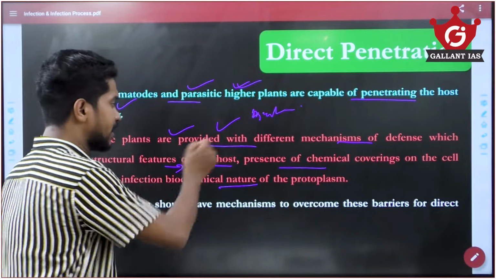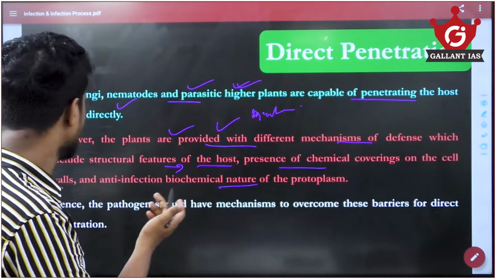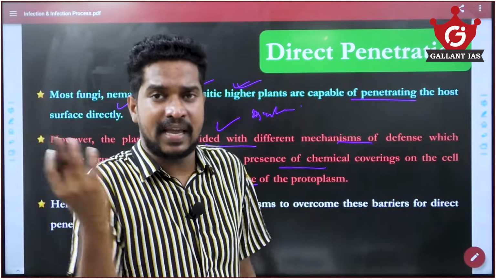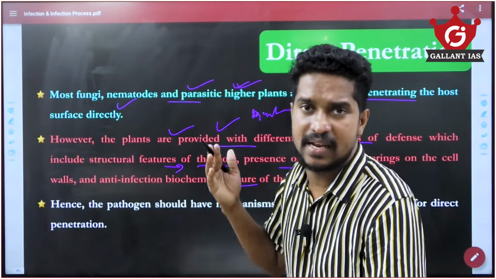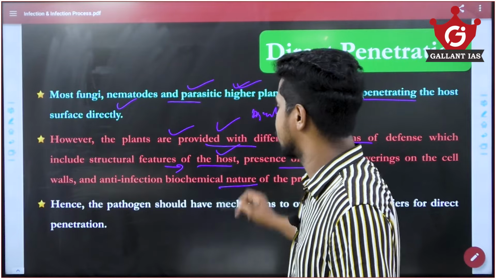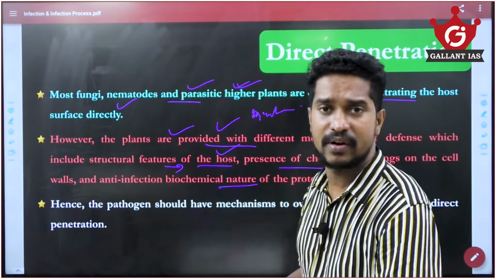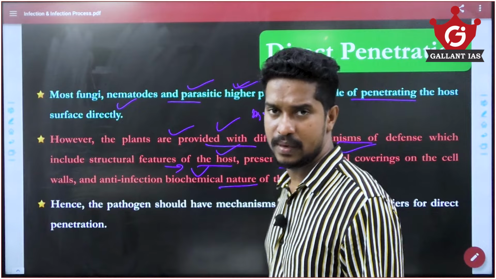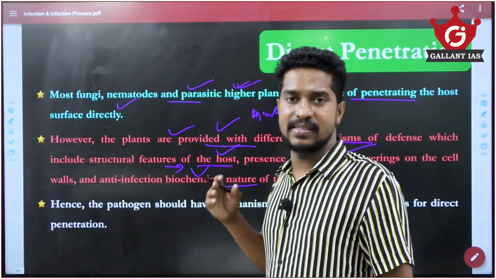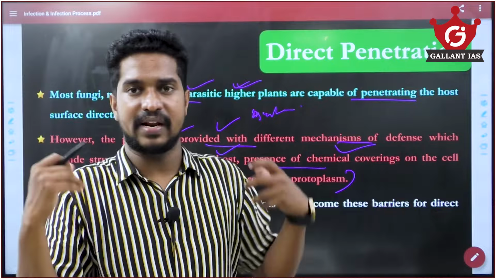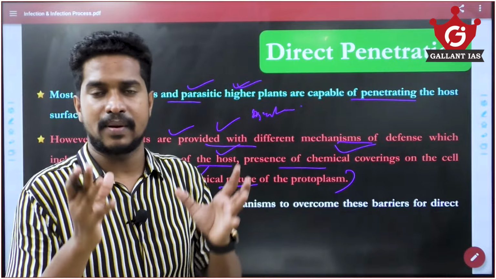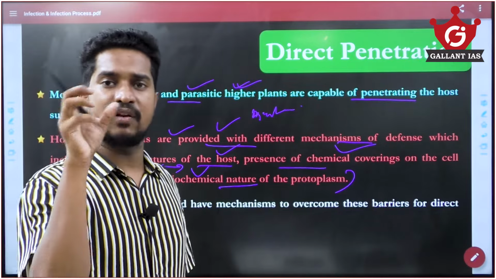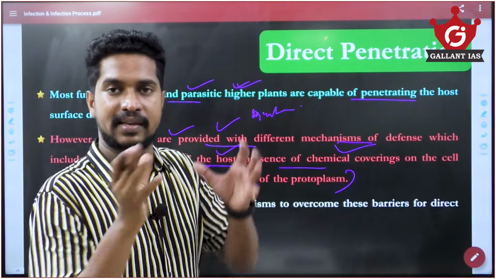So the plants have different mechanisms, which include structural features of the host. The defense mechanism can either be a structural feature of the host, the presence of chemical coverings on the cell wall, or anti-infection biochemicals present in the protoplasm. If an infectious agent enters the protoplasm, that anti-infection biochemical acts against the pathogen and can kill it.